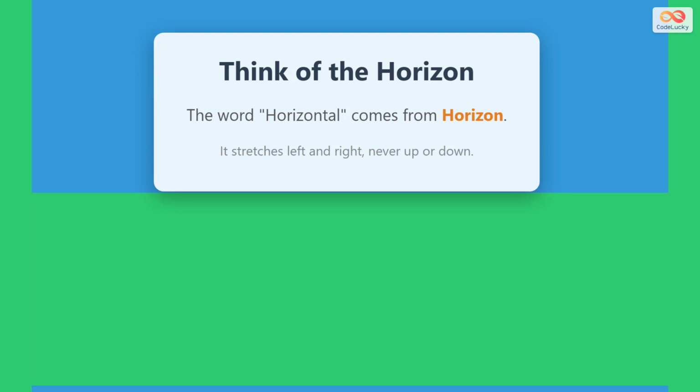To help you remember, just think of the word horizon. Horizontal lines are like the horizon where the sky meets the ocean: flat, level, and stretching side to side.